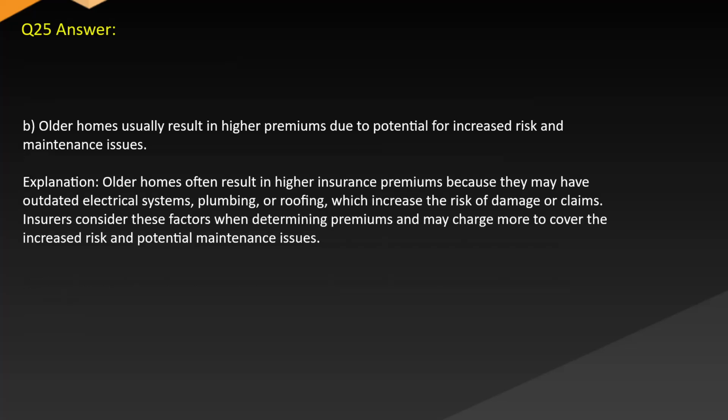Answer: B. Older homes usually result in higher premiums due to potential for increased risk and maintenance issues. Explanation: older homes often result in higher insurance premiums because they may have outdated electrical systems, plumbing, or roofing, which increase the risk of damage or claims. Insurers consider these factors when determining premiums and may charge more to cover the increased risk and potential maintenance issues.